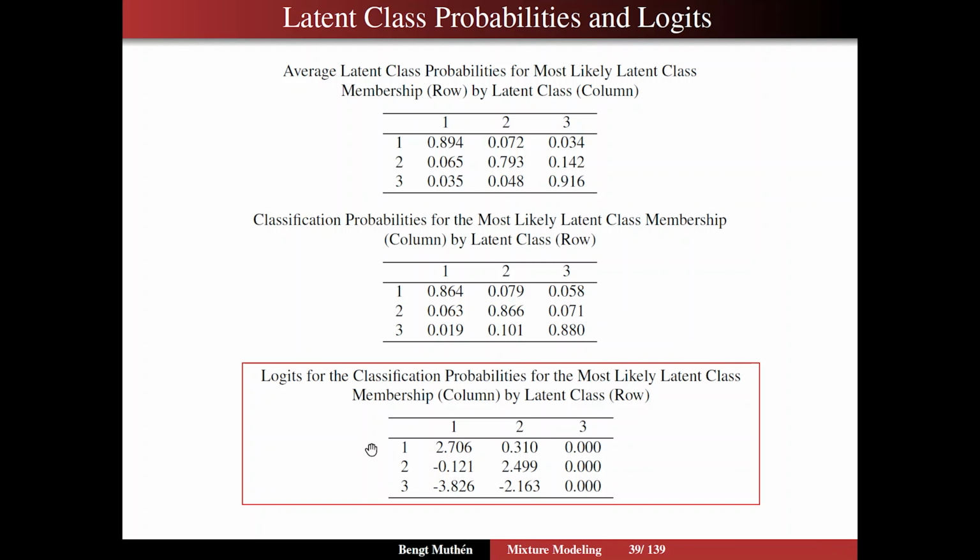And we also, in that first run, get the third table that I've been talking about earlier from the Mplus output. You have the logits for the classification probabilities for most likely class membership by latent class row. So you have these logits here. We don't concern ourselves with the last category because it's fixed at 0 by default, but those 2 by 3, 6 numbers should now be entered into the analysis in the last step.